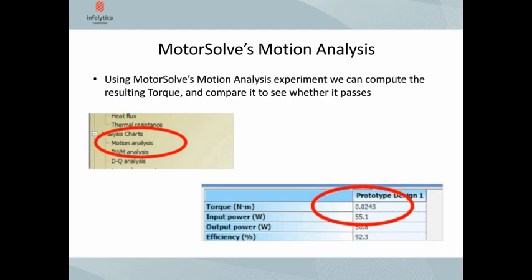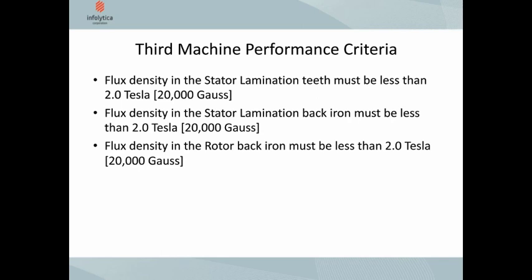Our third tier of assessment is going to be with regards to the flux density. And we're going to scrutinize that flux density in 3 places: the lamination teeth, the lamination back iron, and the rotor back iron. And in all 3 of those places, we're going to scrutinize such that the flux density does not go above 2 Tesla or 20,000 gauss. To do this, we're going to run another experiment within MotorSolve. It's called the instantaneous fields experiment, and it gives us direct access to the flux densities throughout the entire machine.